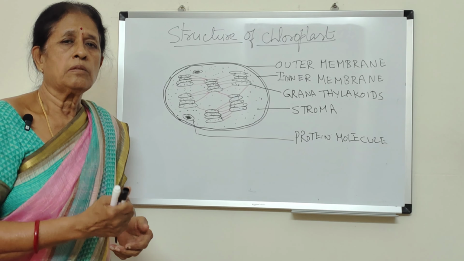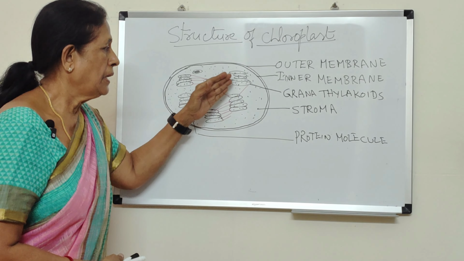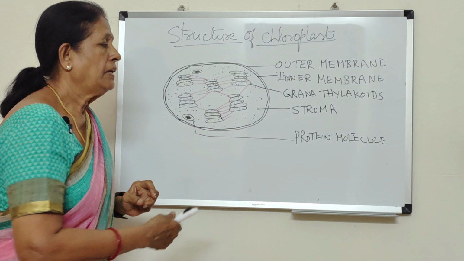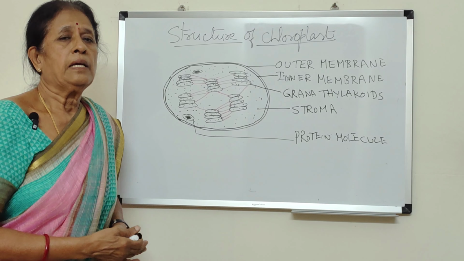I hope you have understood the structure of a chloroplast. It's very easy. You can see the location of the chloroplast and its structure: two membranes, the outer membrane and the inner membrane, and granathylakoids which contain chlorophyll pigment, suspended in a colorless substance called stroma. The light reaction, the first step of photosynthesis, will take place in the grana, and the dark reaction will take place in the stroma. We shall study that in detail in the next class.